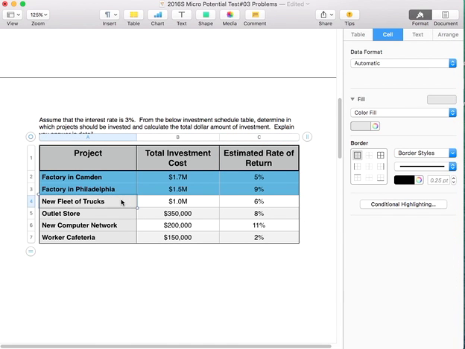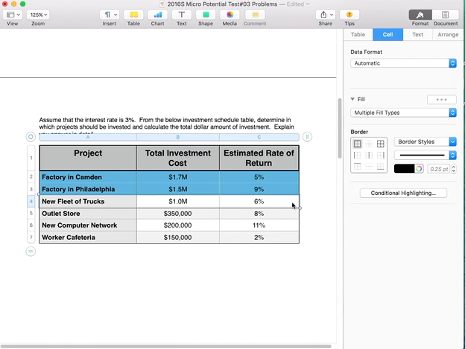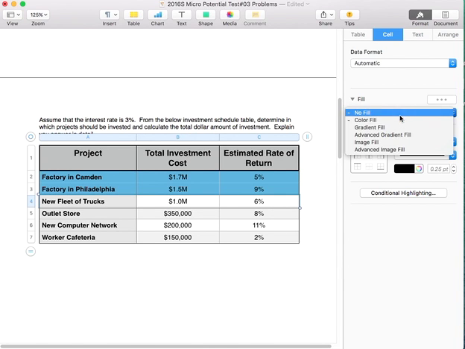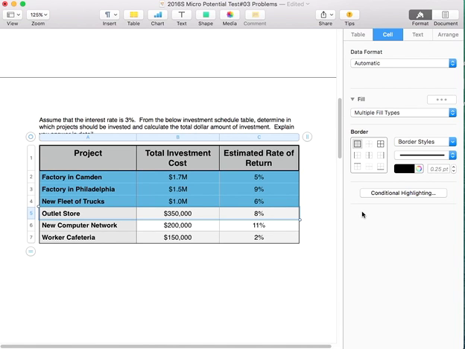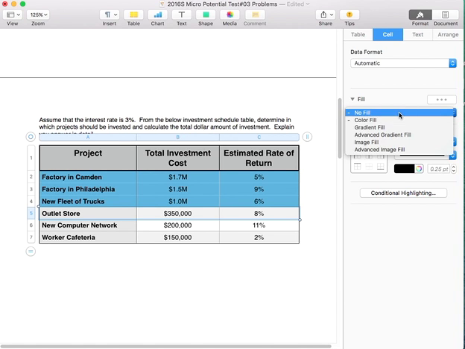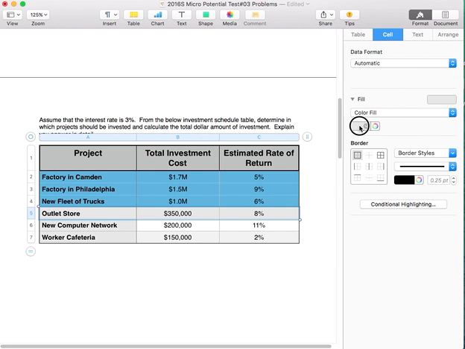Take a look at the new truck fleet here. The new truck fleet has an estimated rate of return of 6%, which is greater than 3%. So we will invest in that. I will highlight that in the same color. We could build an outlet store, and the estimated rate of return on building the outlet store is 8%, which is greater than the 3% we will pay in interest. So we will also invest in that outlet store.